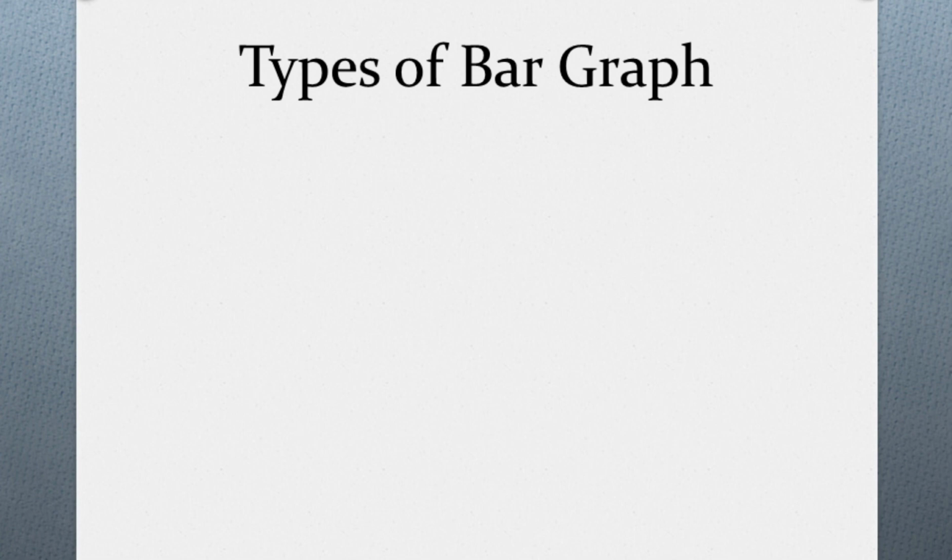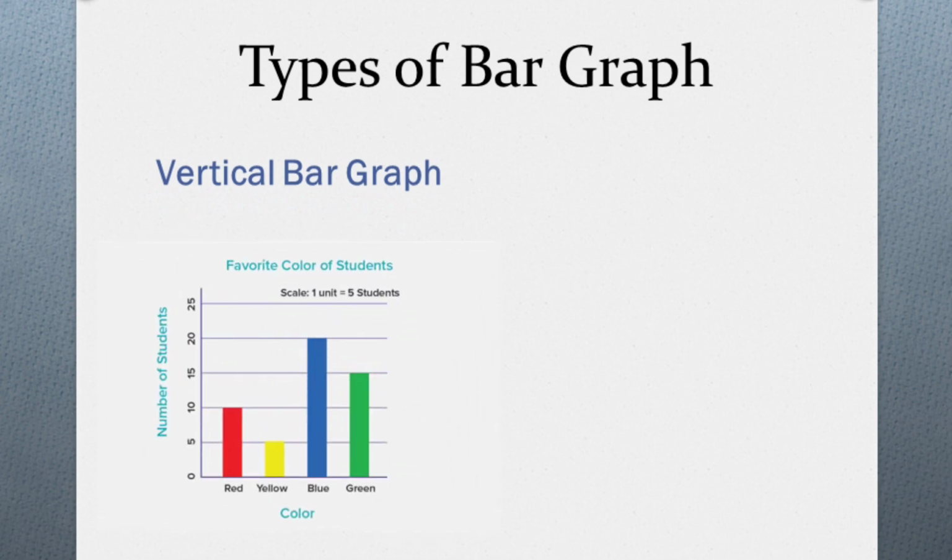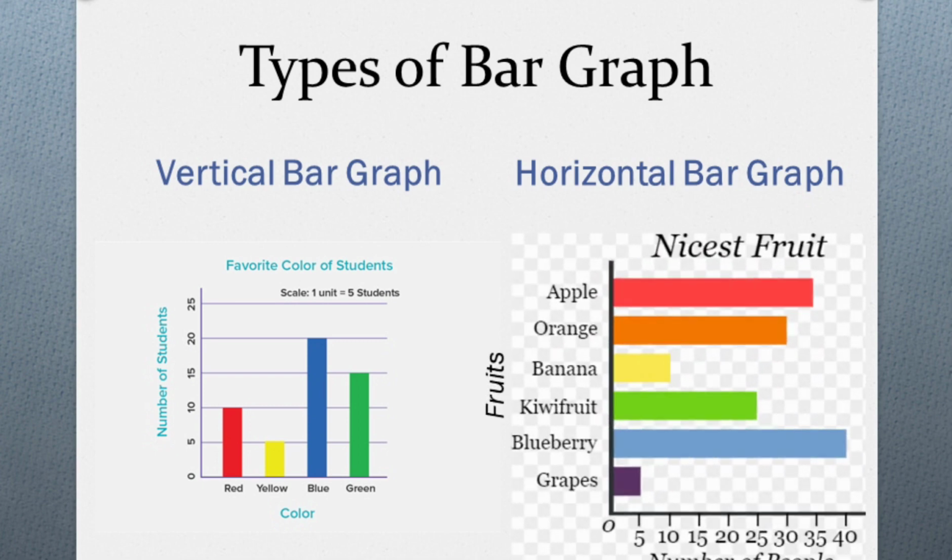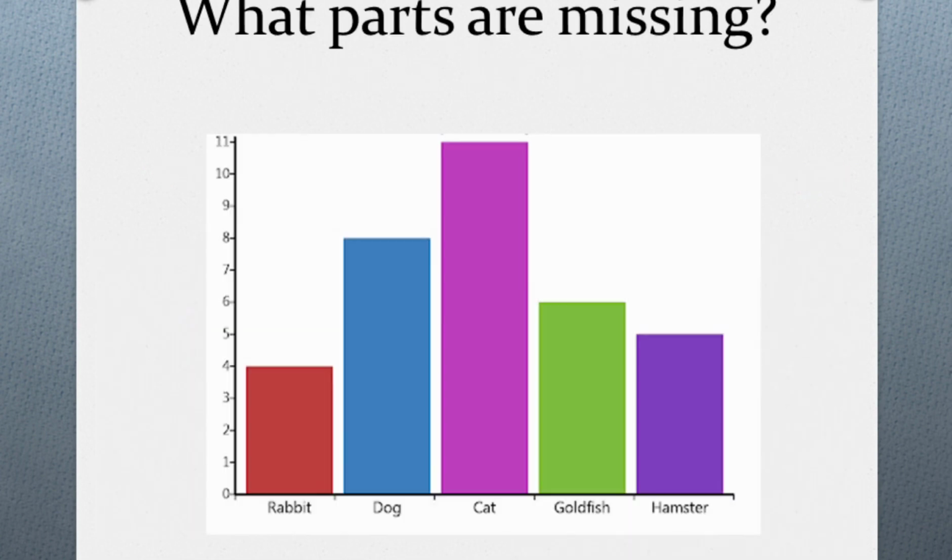Now, there are different types of bar graph. We have the vertical bar graph, which looks like this. So the bars are from the bottom to the top, so the bars are upright. And we also have horizontal bar graphs. And they look like this, where the bars go sideways. All right, so let's look at a vertical bar graph. We'll be focusing on these throughout the lesson.